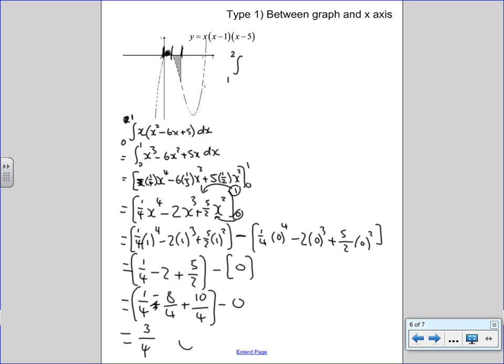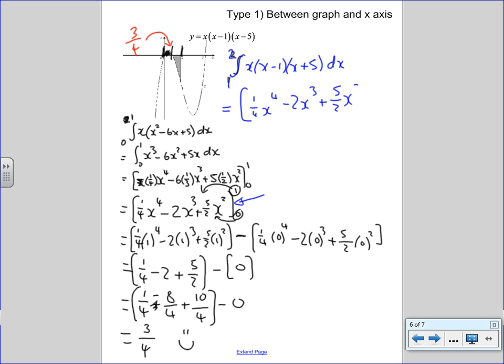3/4. Excellent. Okay, so that bit is done. That little bit there is 3/4, and then we can work on the other bit. So we're now integrating from 1 to 2. It's the same function, x minus 1, x plus 5, which means I don't need to repeat all these steps. I'll just go straight down and use the integrated function: x to the 4 minus 2x cubed, add 5 over 2x squared, this time from 1 to 2.